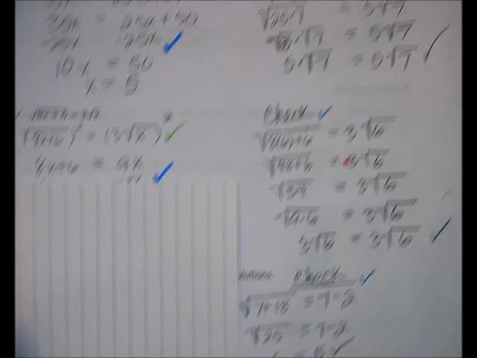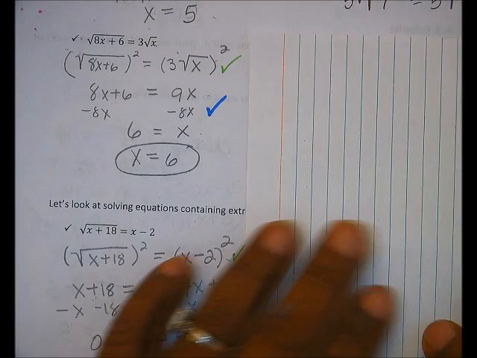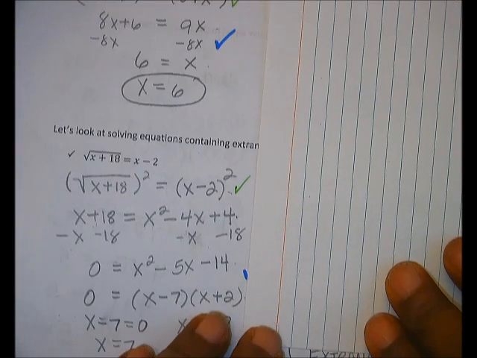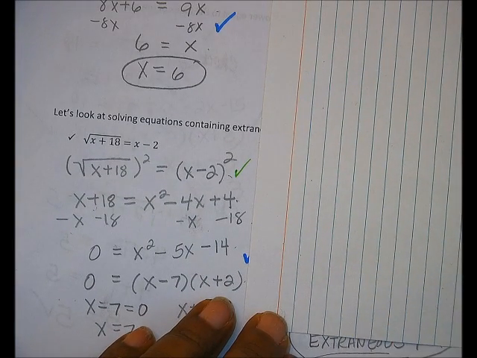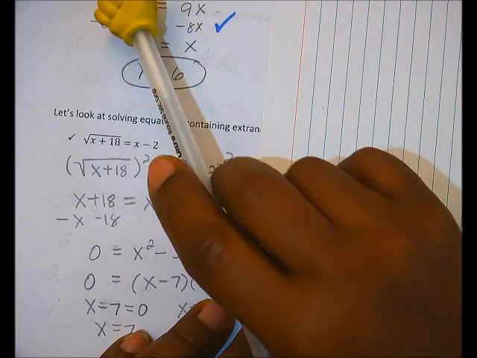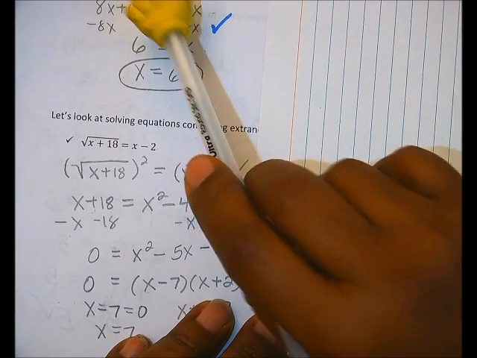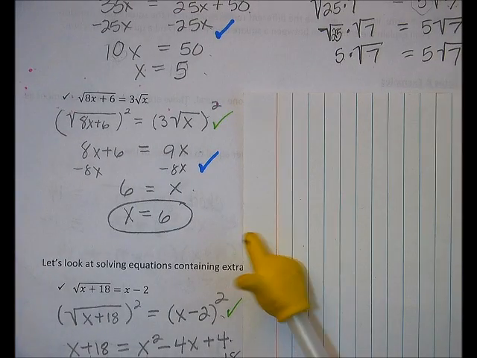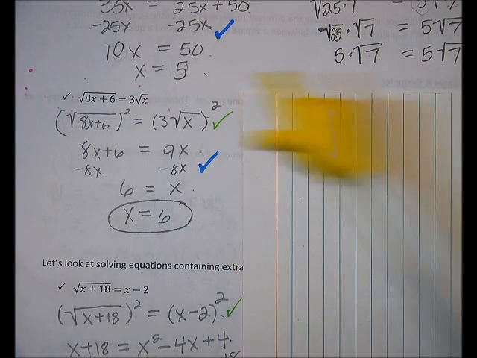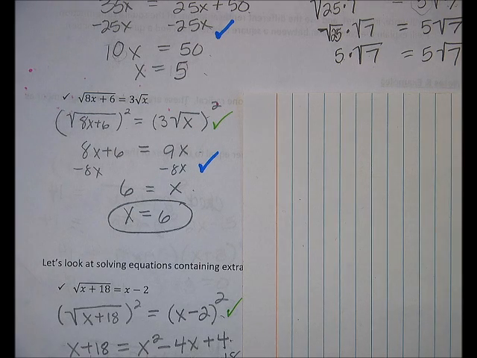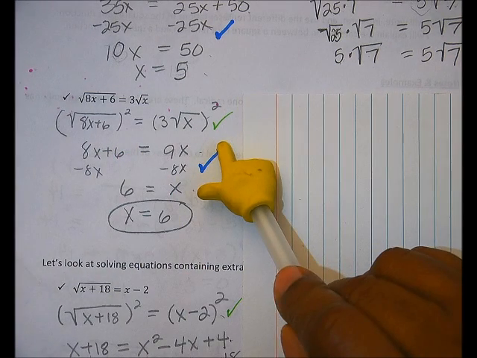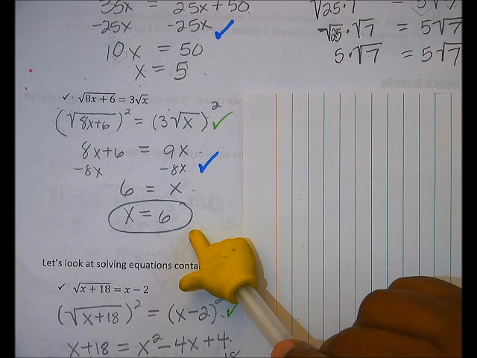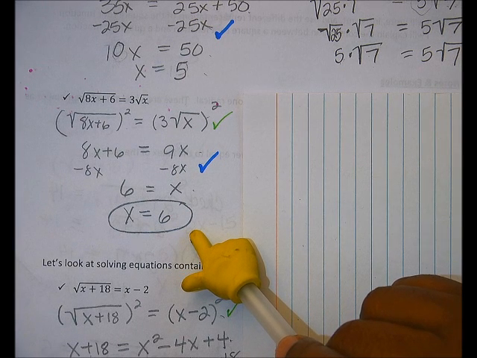Okay, let's go on. Our next example. Another example with a radical on each side of the equation. Let me scoot that down a little bit so you can see it. Here we have a radical here and a radical here. In that case, we square both sides, simplify and solve. In this case, x is equal to 6.